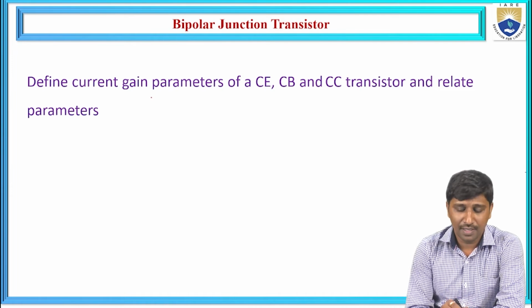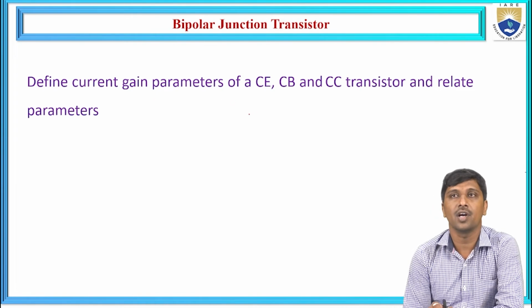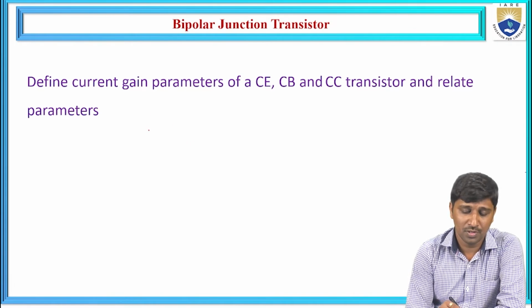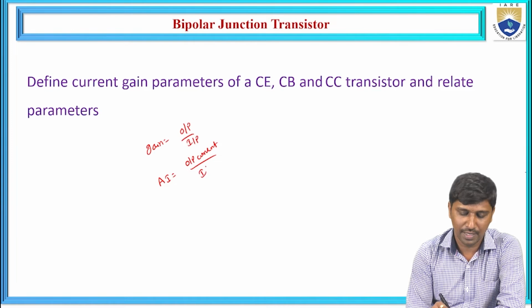Now define the current gain parameters of a common emitter, common base, and a common collector transistor, and relate the parameters. So we know that the current gain, or any gain, is always defined as the ratio of output parameter to the input parameter. So here we are going to define the current gain, that is equal to output current to the input current.